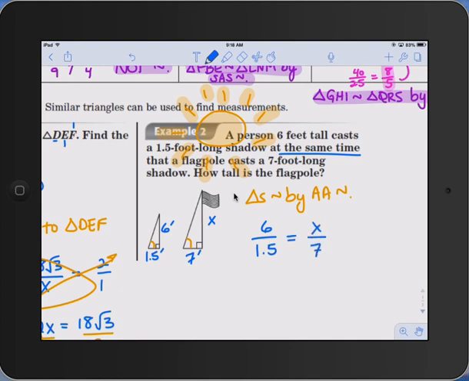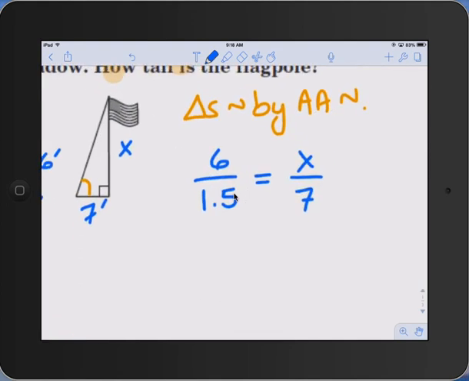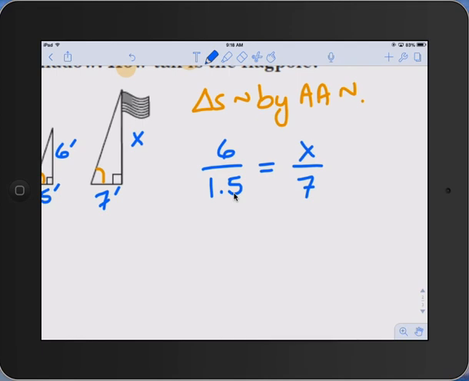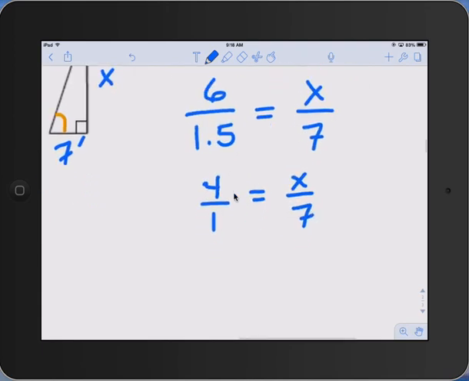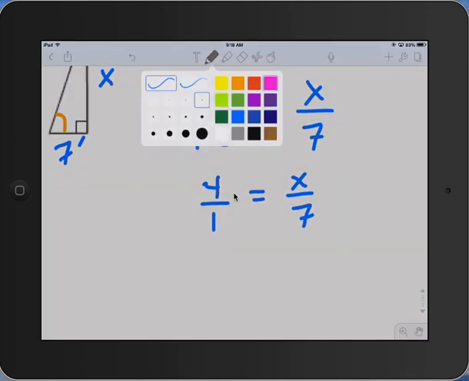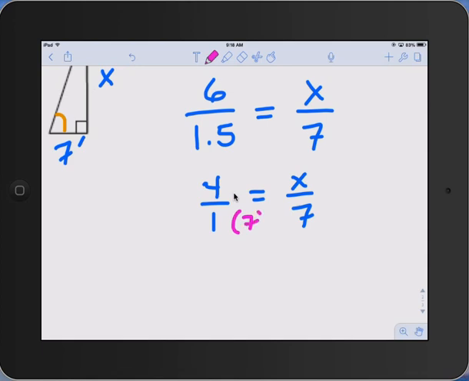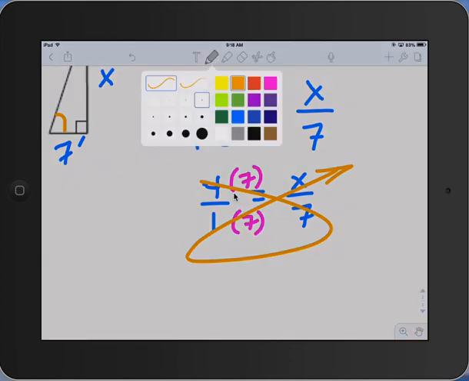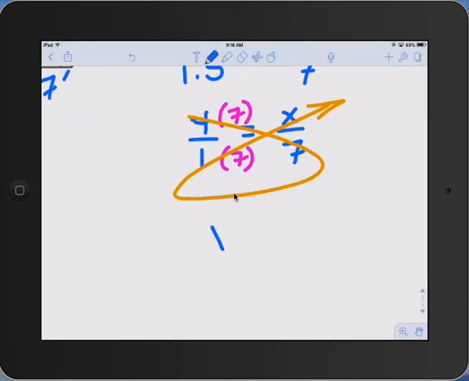And then I'm going to go ahead and reduce because I know that 1.5 times 4 is 6. So this is really just 4 over 1 equals x over 7. And then you can say, all right, if I'm going to multiply the bottom by 7, I have to multiply the top by 7. Or you can cross multiply and say 28 equals x, whichever way you prefer. But x would be 28, and that would be in feet.